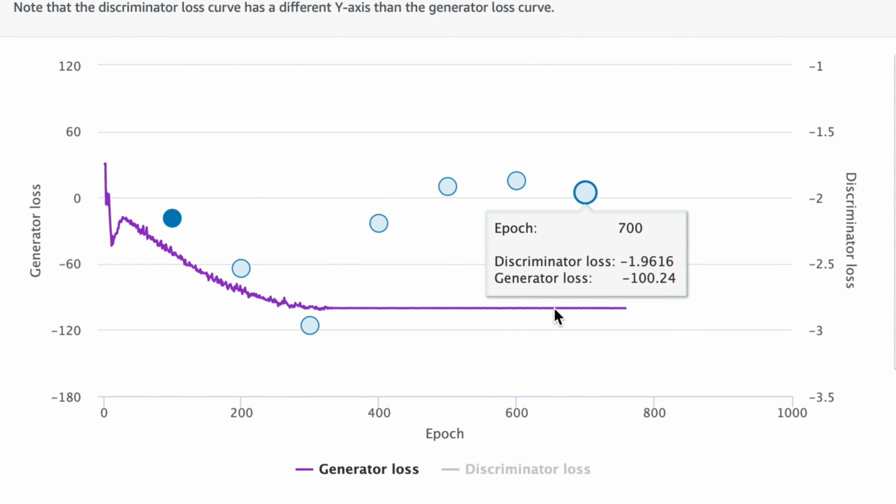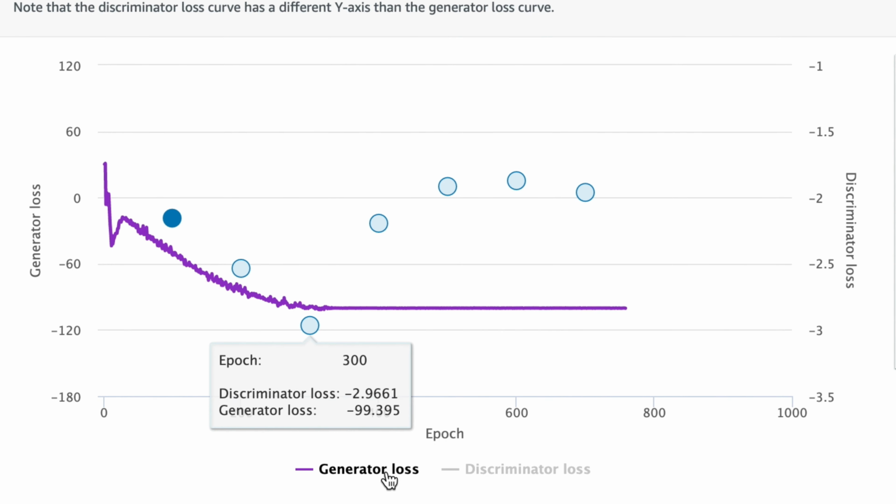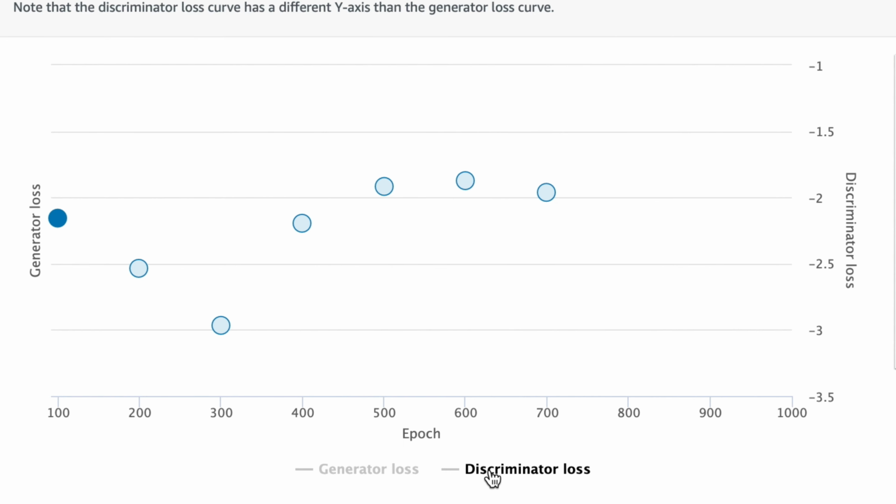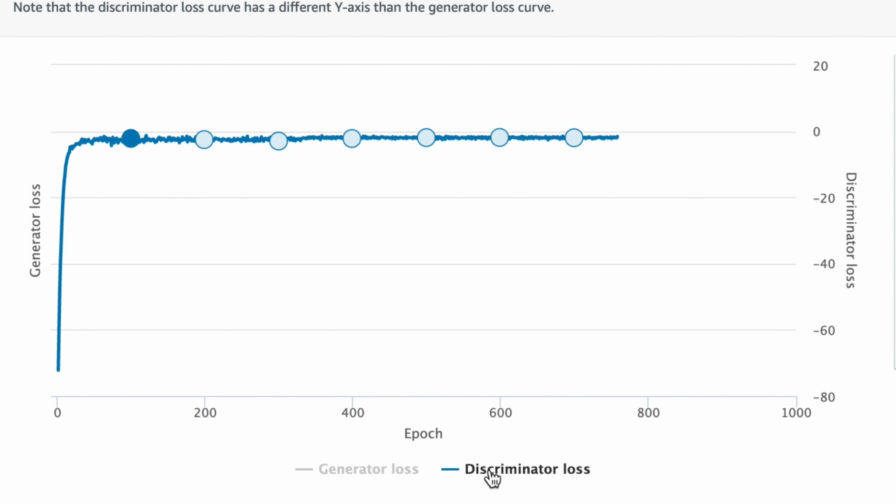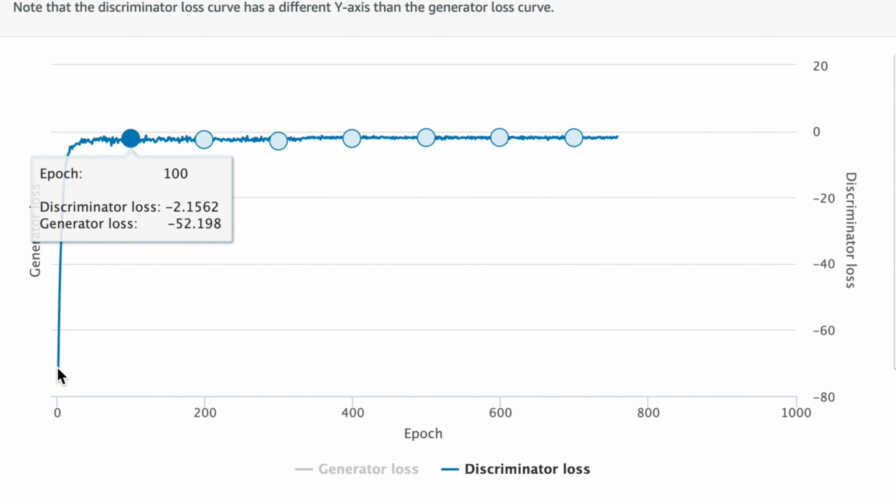The discriminator loss, let's hide the generator and show the discriminator. The discriminator's loss behavior really starts to plateau right around here. I would say that's the 50th epoch. And then again, don't get confused. This circle here is the 100th epoch. And the plateau starts right over here, right around the 50th epoch.